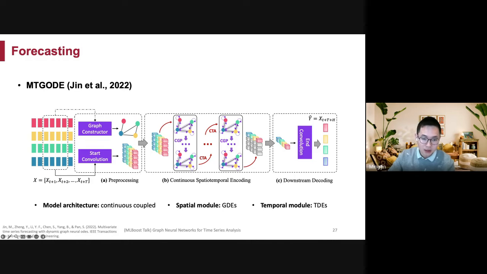Okay, so in these cases, you can find that the spatial module here is the GDE, and the temporal module, the GDE means the graph differential equations, and the temporal module here is the temporal differential equations. So that's a continuous coupled method.